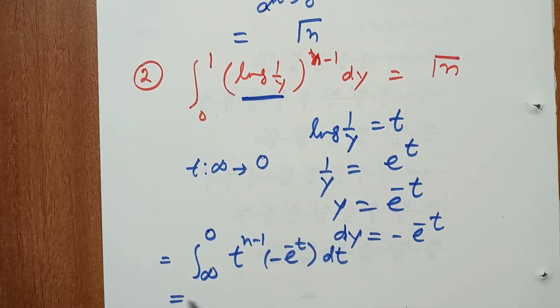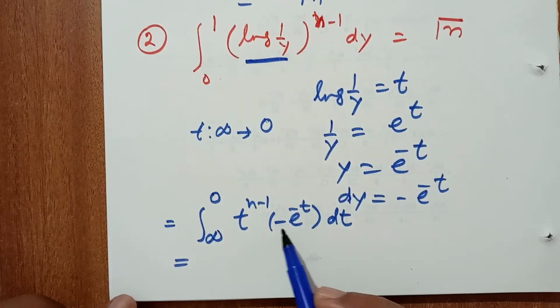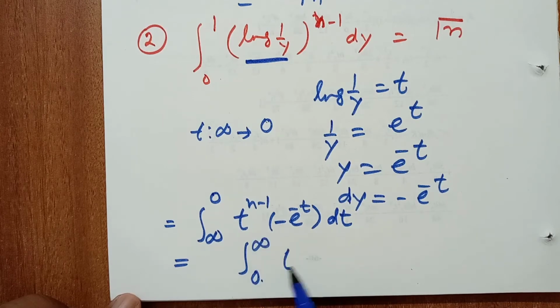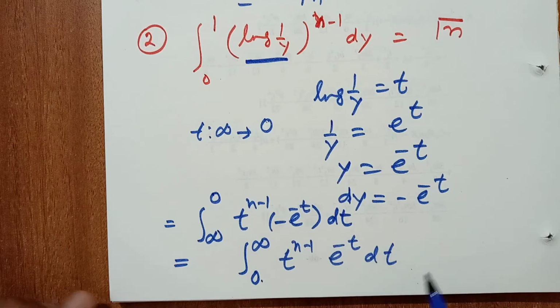By the property of definite integrals, if there is a minus sign, we can change the limits. So it is the integral from 0 to infinity of t to the power n minus 1, e to the power minus t dt, which is the definition of the gamma function. So this is gamma n, and it is proved.